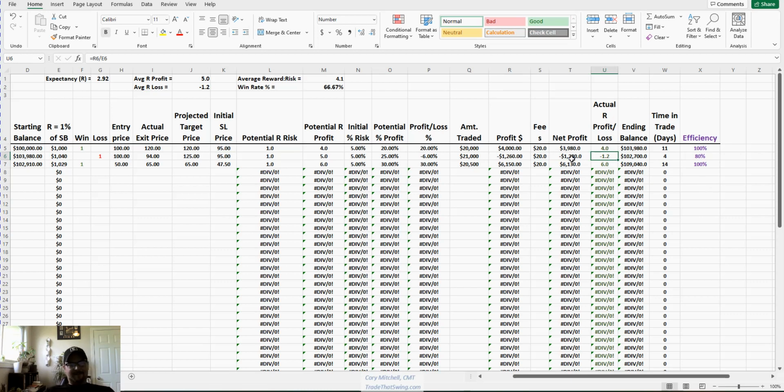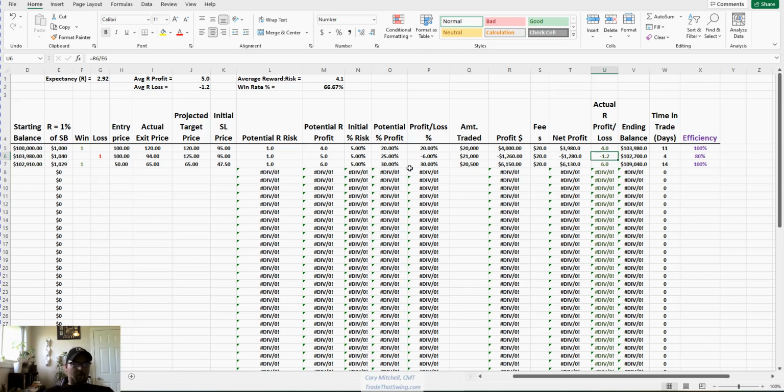I executed it decently. I still got out pretty close to 1R, but it wasn't perfect. So I'll deduct that 20% from what would otherwise be 100% efficiency, and I'll give myself an 80% efficiency score. And this just over time lets me know how far I'm deviating from what I was expecting for the trade, or how far I deviated from what I was supposed to do based on my strategy.